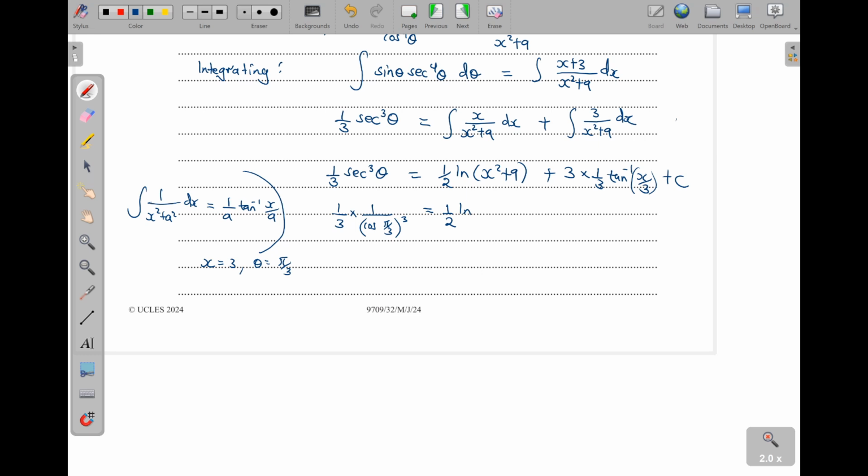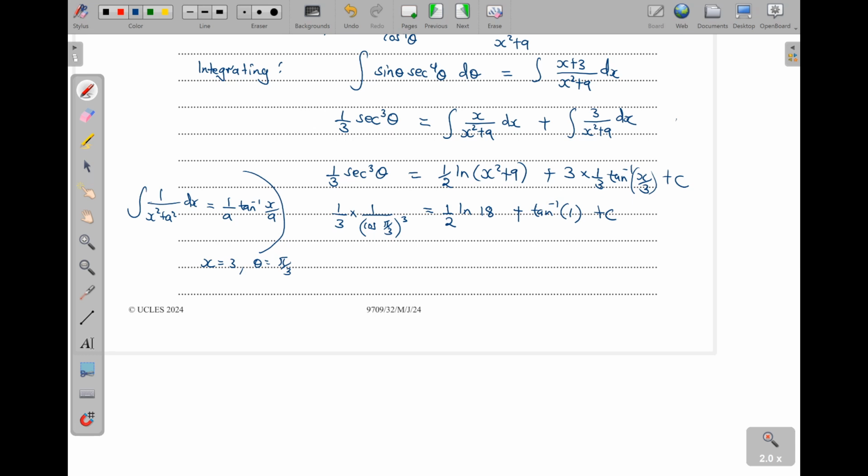Then the natural log of 3 squared is 9, so plus 9, that will give us 18, natural log of 18. Then of course this one will give us a 1, and then plus the arctan. When I put this 3 here, it will be the arctan of 1. So plus the arctan of 1, then plus the c.